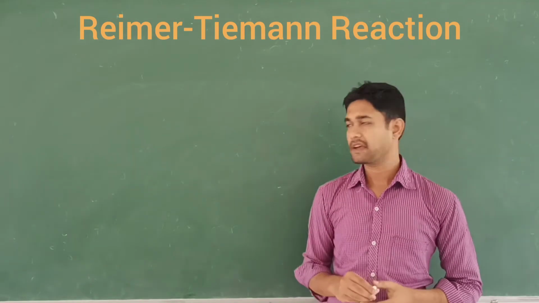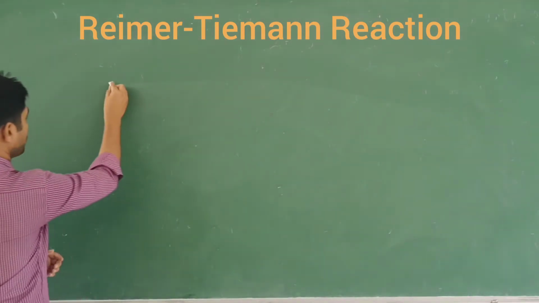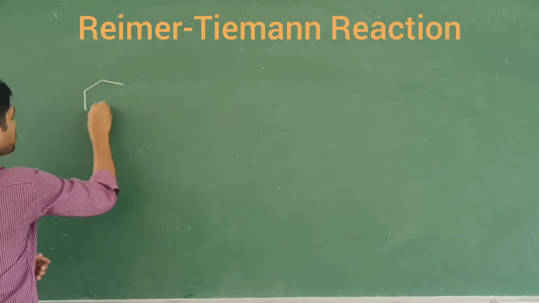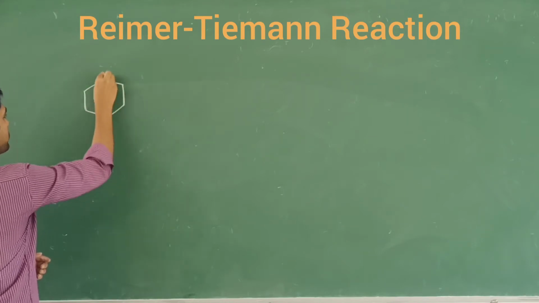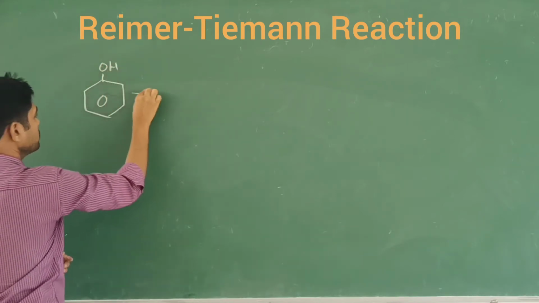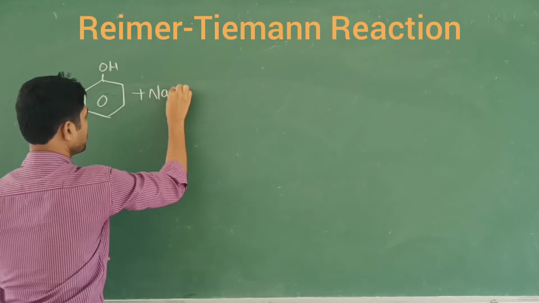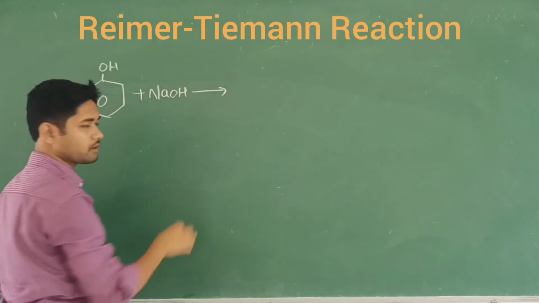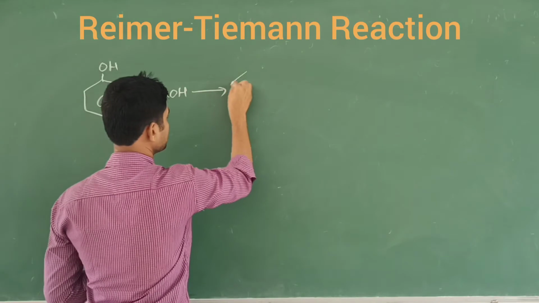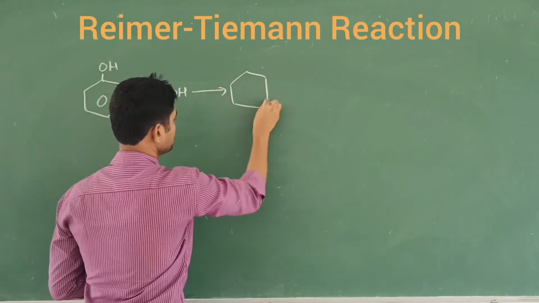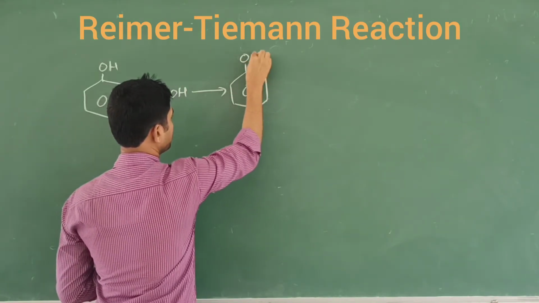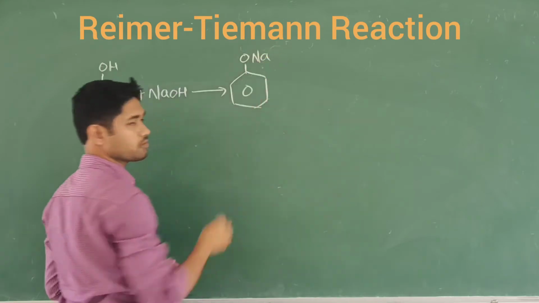So let's take a reaction here. First, we take this phenol compound, which reacts with sodium hydroxide. So what do we obtain? Yes, that is very important. That is called sodium phenoxide. You know this one, sodium phenoxide. It is O minus Na plus. This is called sodium phenoxide.